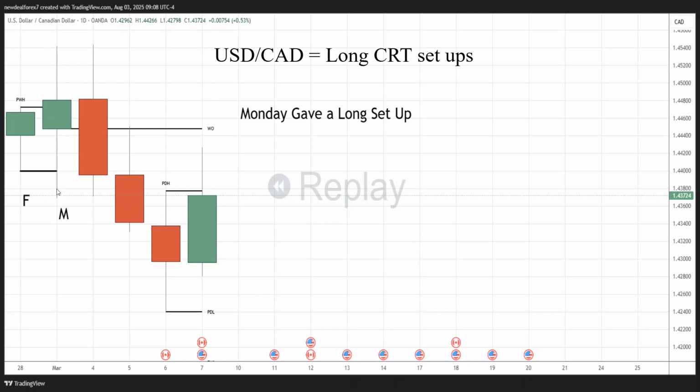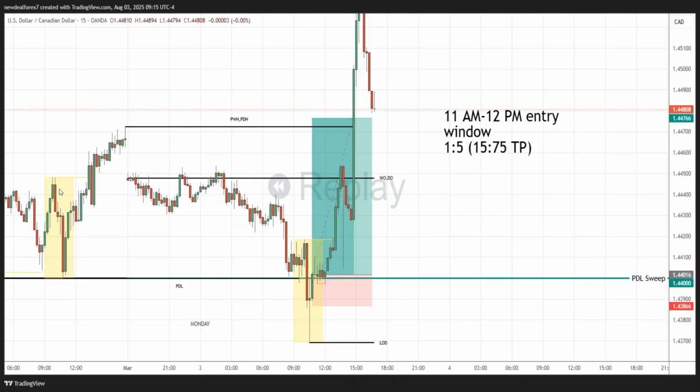All right. So this one right here, we only got one setup, but it was Monday and it was good enough because look at this price action here. This is the 15-minute chart. So we dropped down to a lower time frame for our entries. Price went below the prior day low. Okay, close back inside of it. That's our entry window right here between 11 a.m.